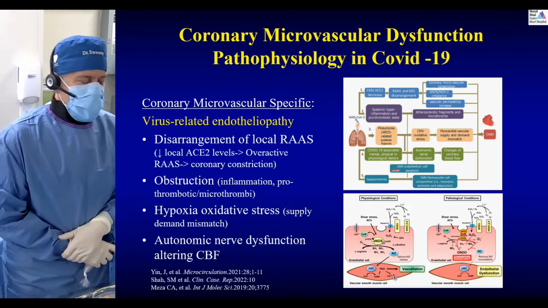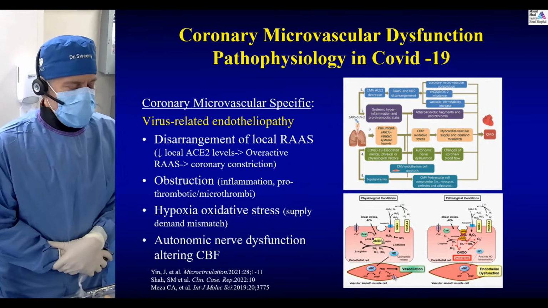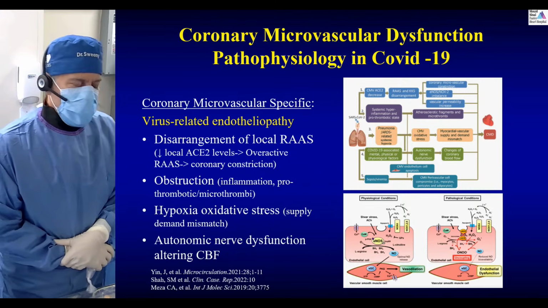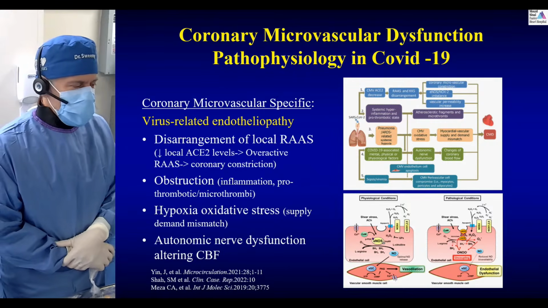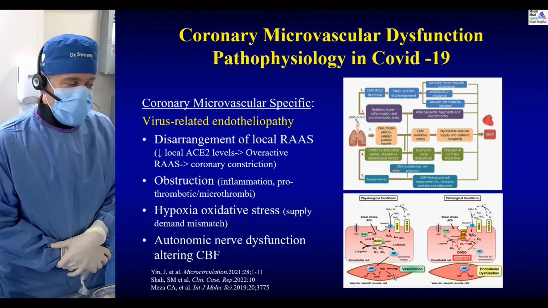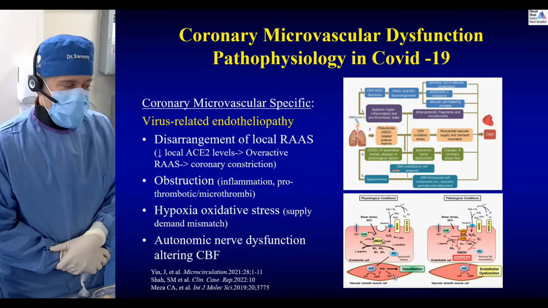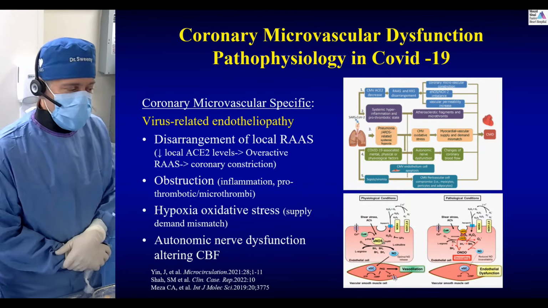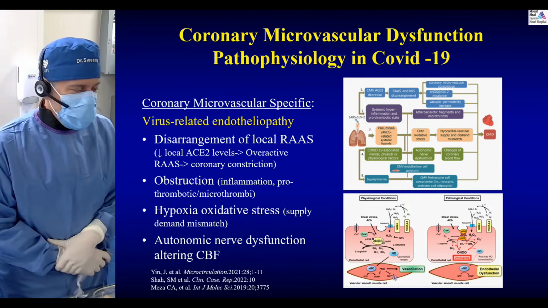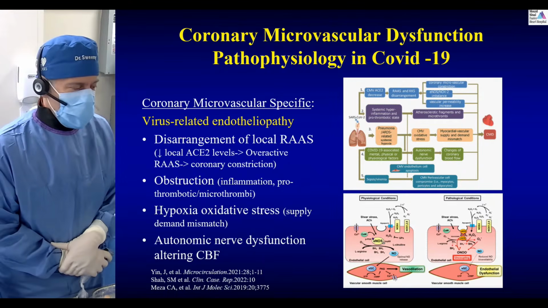Looking at the microvascular state and what the actual virus does, there's a nice term out there called virus-related endotheliopathy. And this is coronary microvascular specific. The thought is that this virus caused a disarrangement in the local renin-angiotensin system. It caused obstruction through inflammation, prothrombotic state, and microthrombi. It caused hypoxia through the lungs, and in so doing, it caused oxidative stress, which then altered the supply-demand mismatch of the coronary bed. And it also caused autonomic nerve dysfunction that altered the coronary blood flow.